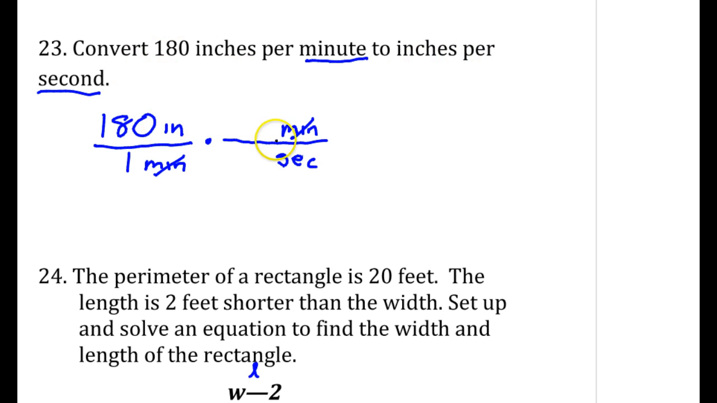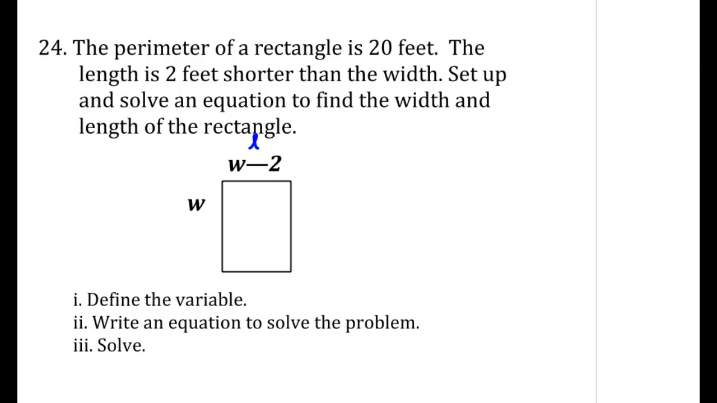Then plug in the values. How many seconds in a minute? So we have 180 over 60, inches on top, seconds on the bottom. 3 inches per second. So if you're going 180 inches per minute, that means every second you're going 3 inches. And when you go 3 inches 60 times, one for each second, you end up with 180. Now down to the perimeter.